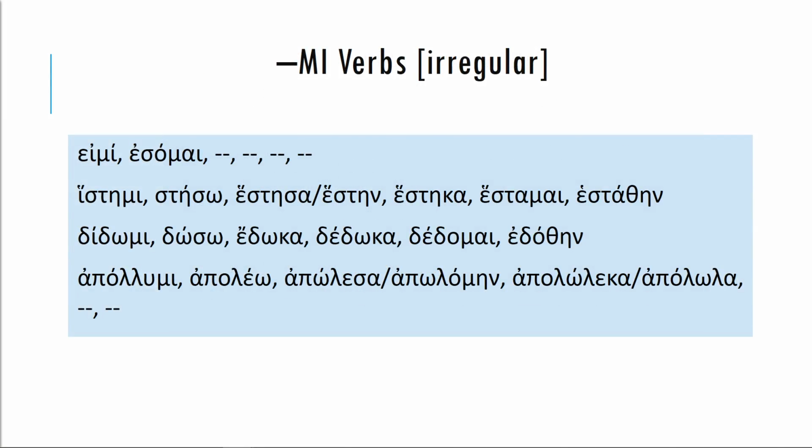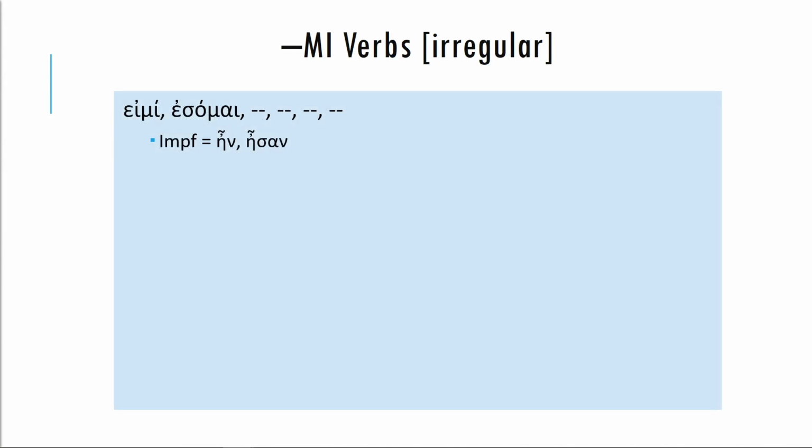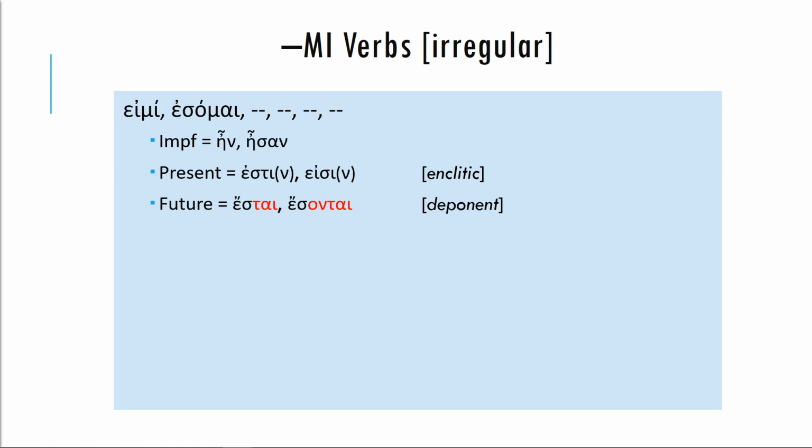They're always irregular, so you just have to kind of learn them. The good news is that eimi only has three tenses. We've already learned the imperfect forms. The present third persons are esti and eisi, and notice they are enclitics. They do not have accents on them as a rule. And the futures are estai and esontai, which don't occur that often. Esontai more often than estai, but again, mostly you see either presents, which are everywhere, or imperfects, which are everywhere.